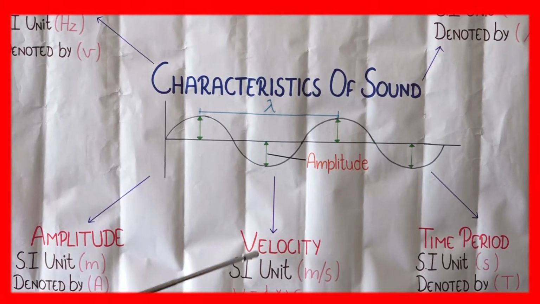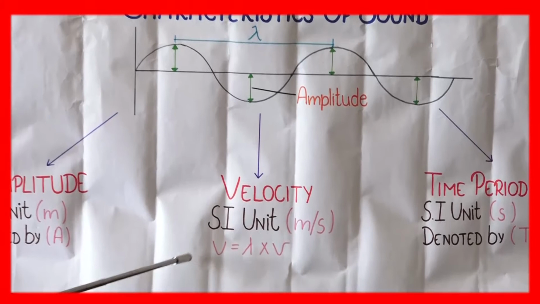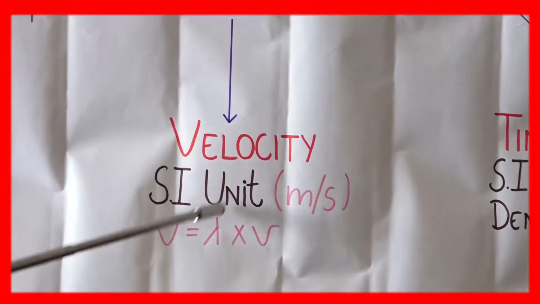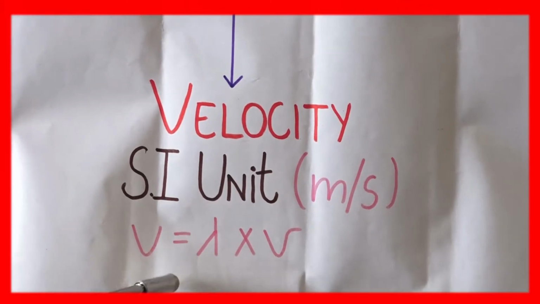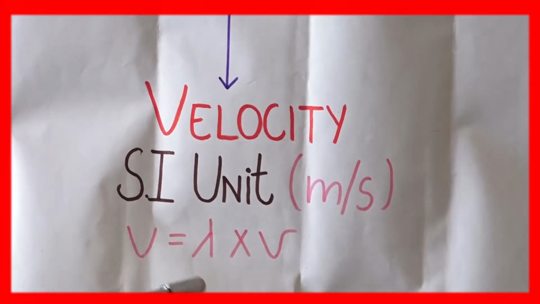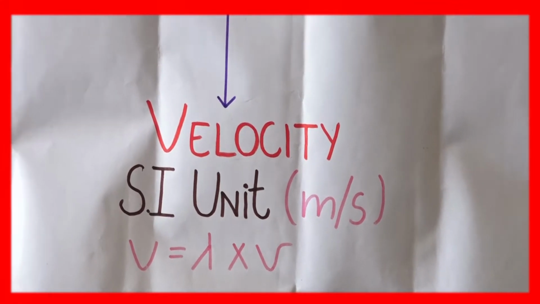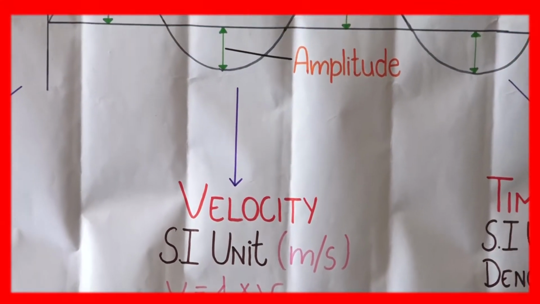The next characteristic is velocity. Velocity is also called the wave velocity. The speed of propagation of the wave is called wave velocity. It is represented by the letter V and its unit is meters per second.